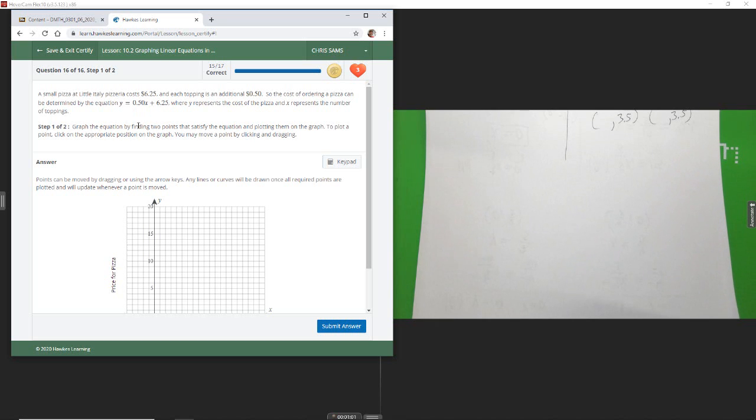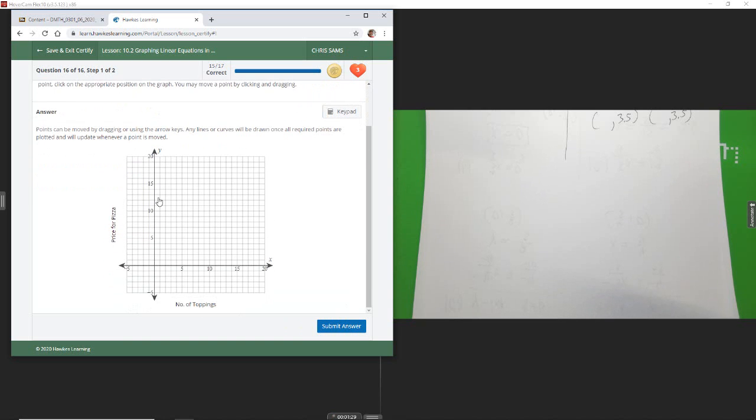We're going to graph the equation by finding 2 points that satisfy the equation, plotting them on the graph, and we're going to click the point on the appropriate position, and then we can move it by dragging it. So there's 2 steps, as you can see. So starting here, this equation is already in slope-intercept form. So if we get 0 toppings, if I plug a 0 here, then my y-intercept is going to be $6.25. That's the minimum cost for a pizza.